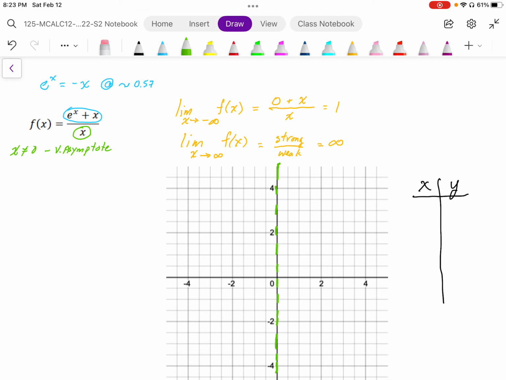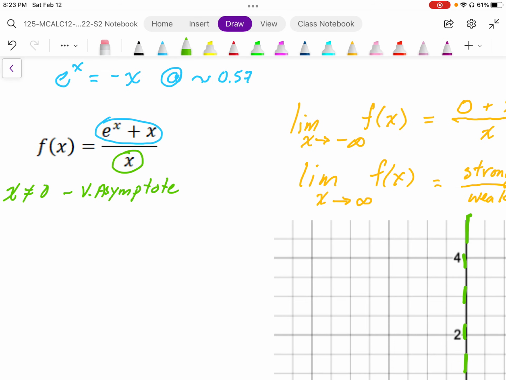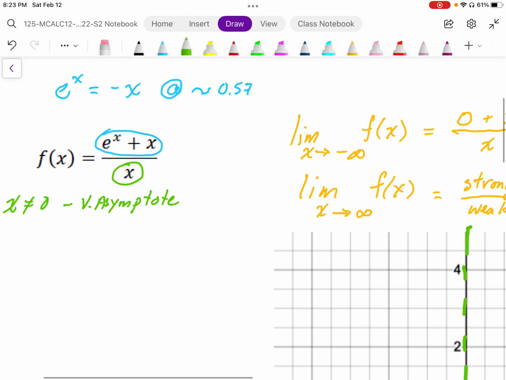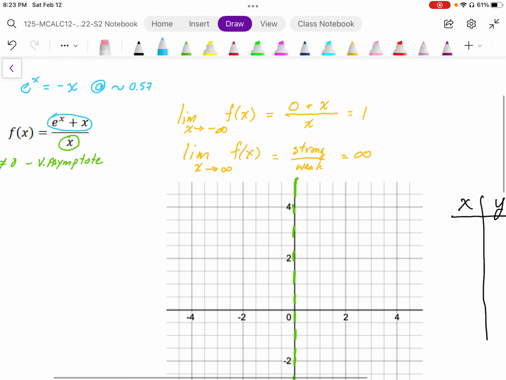Looking at the numerator, where the numerator is equal to 0 is where we're going to get our zeros, where it crosses the x-axis. Now, this e^x + x, we cannot solve algebraically. We could maybe guess and test to get a reasonable approximation, but I've given you the value of x equals 0.57. Again, this cannot be solved algebraically to get that value.